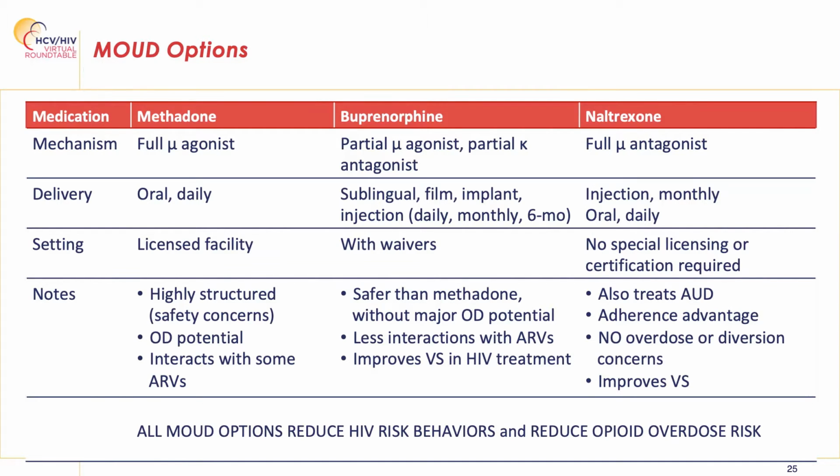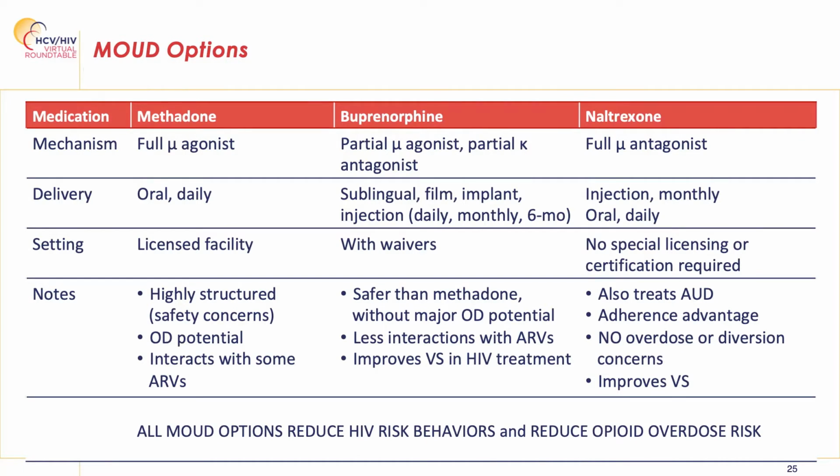Methadone is a drug that's used orally, once daily administration. It's been available since the 50s. It has to be administered within a licensed facility, so it's a very highly structured administration where individuals come in almost every day. After they've been coming in daily for some period of time, they can begin to get take-home doses. But one of the reasons it needs to be administered in such a highly structured setting is that the potential for overdose with this full agonist therapy is actually quite high.